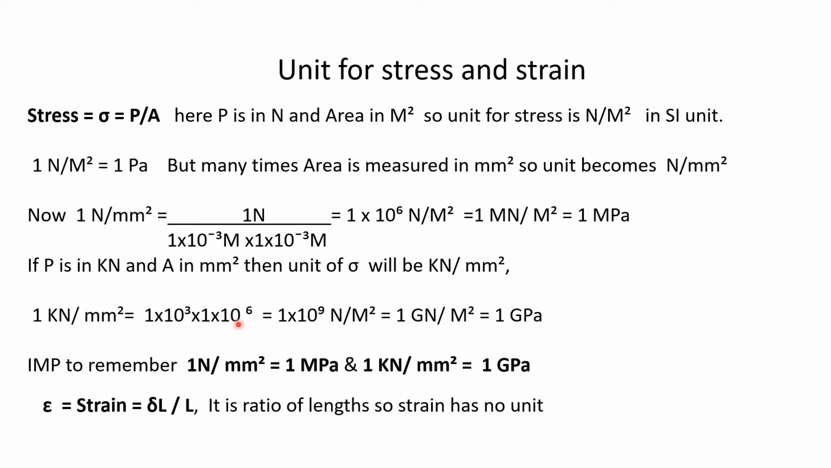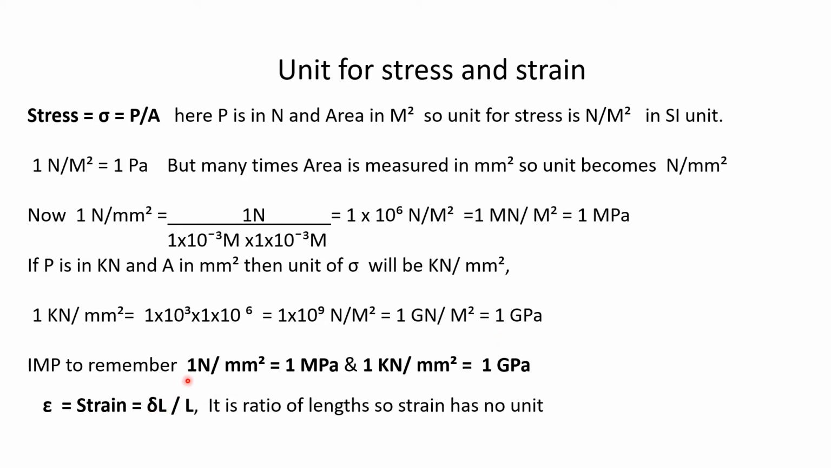So by taking this 10 raised to 6, I have converted Newton per mm square into Newton per meter square. Now this 10 raised to 9 can be replaced by giga. 10 raised to 9 means giga. So it becomes 1 giga Newton per meter square. Now this Newton per meter square can be replaced as Pascal. So this becomes 1 gigapascal. So 1 kilonewton per meter square is 1 gigapascal.